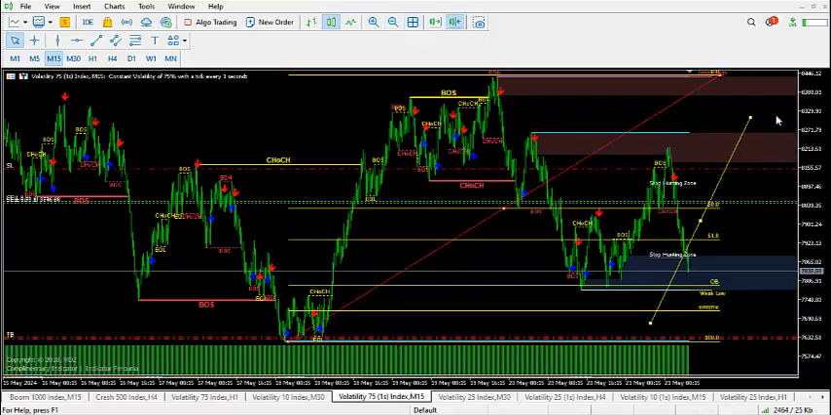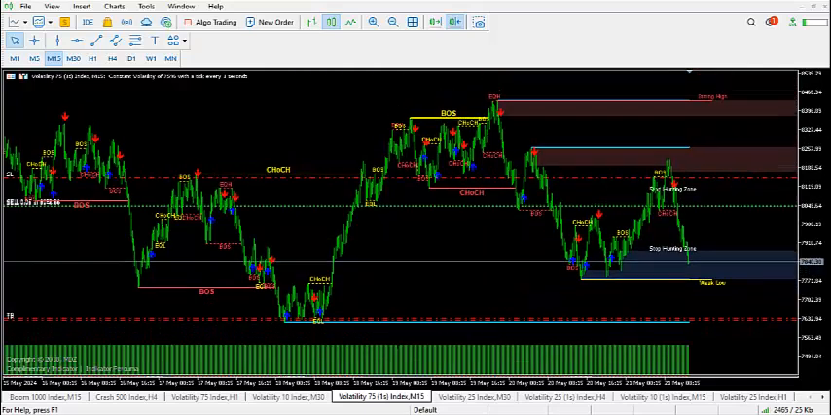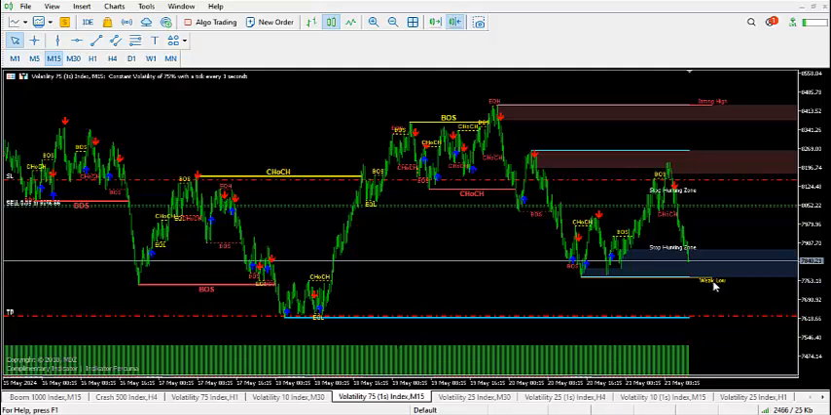As of now, we are expecting price to do what? Price to take out this low, because this is actually a weak low, as you can see. So we are expecting price to take out this low and do whatever is next.